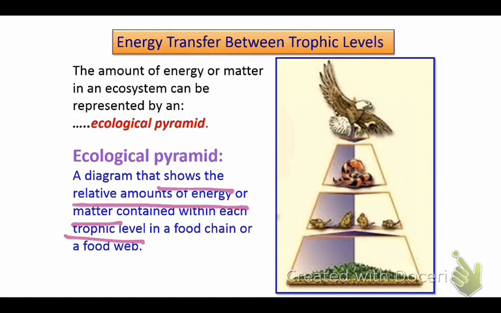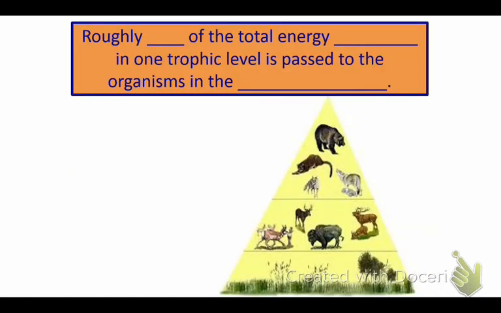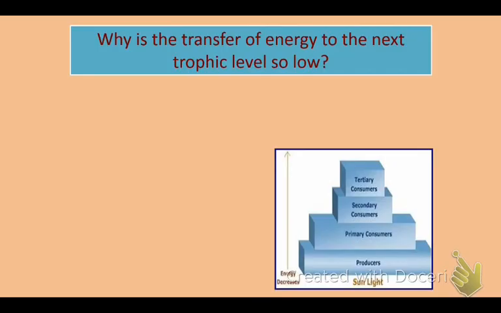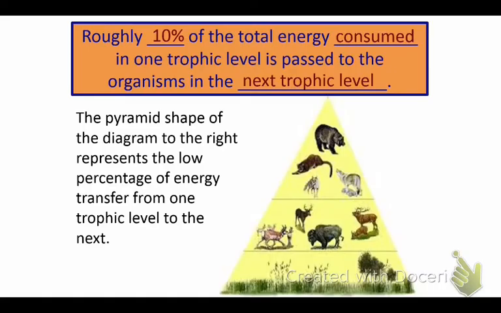I think this is going to be our last slide for today, all right? Maybe 2 more. Roughly 10% of the energy consumed in one trophic level is passed to the organisms in the next trophic level. All right, so that's why we have this pyramid shape. All the energy is at the bottom, and you lose some each step you go up, right? All I'm really worried about you having down is this box. That's the most important thing.